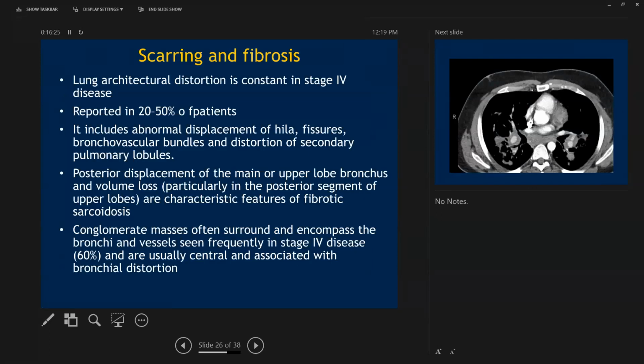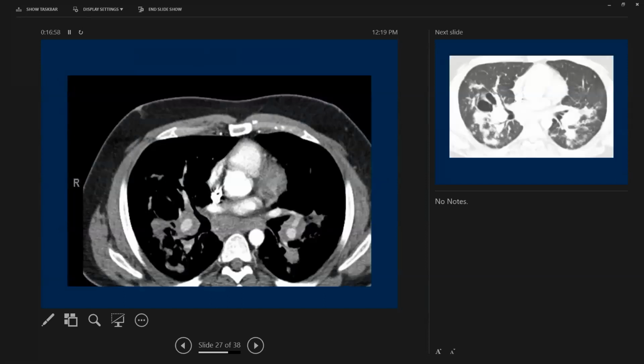Now, scarring and fibrosis, again, well recognized, more commonly in stage 4 disease and can be seen in up to 50% of the patients. Now, this frequently causes abnormal displacement of the hila, fissures, bronchovascular bundles, and secondary pulmonary lobules. What we're looking for is upward elevation of the hila, posterior displacement of the main or upper lobe bronchus with associated volume loss. And these are frequently associated with conglomerate masses that kind of encompass the bronchi and vessels. So this is an example of that.